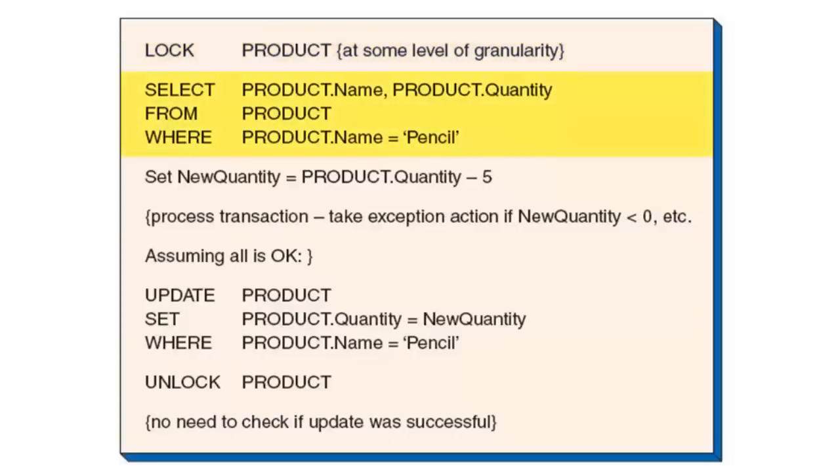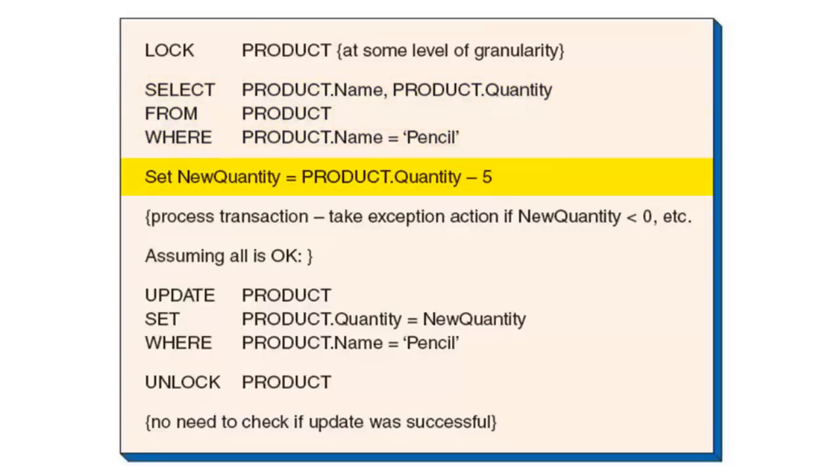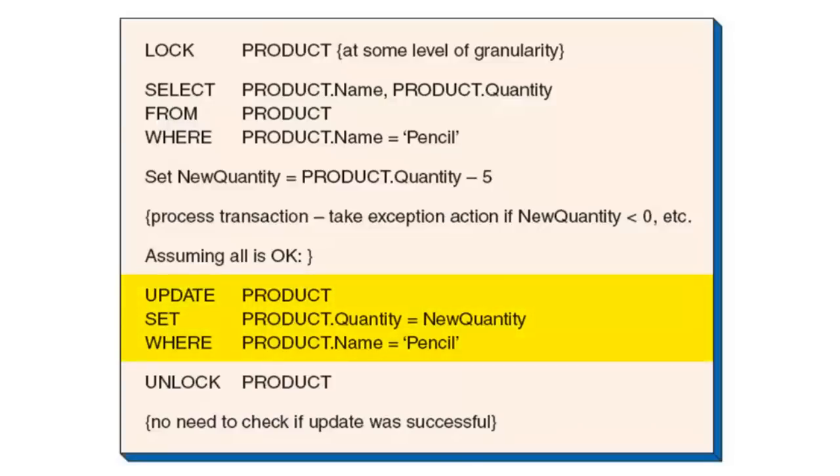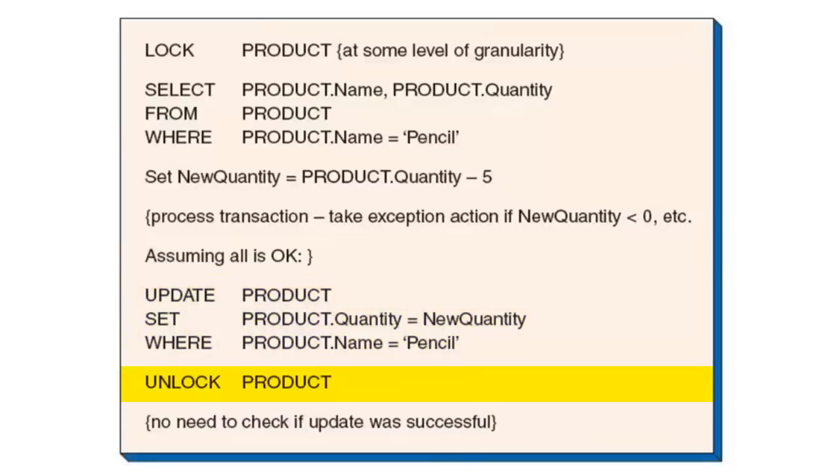In this case, we extract the product quantity for pencils, which is 10 units. We set the new quantity equal to the previous quantity minus 5, so the new quantity is set equal to 5. We process any additional steps in our transaction. We issue our update, and we then unlock the resources that were previously locked. In this case, there is no need to check whether the update was successful. We know it was successful because we had locked all of the required resources that we needed prior to executing the transaction.